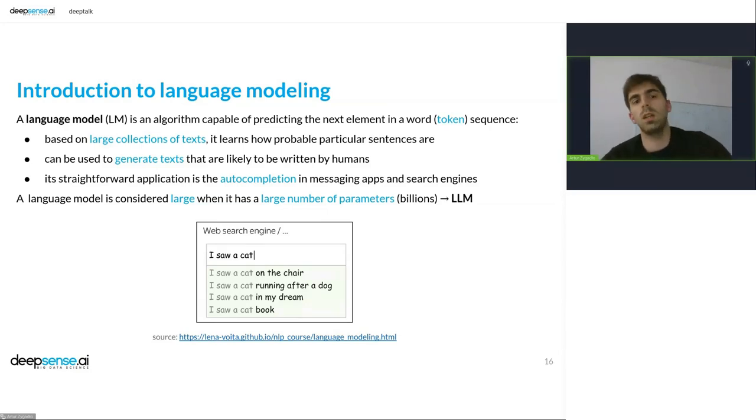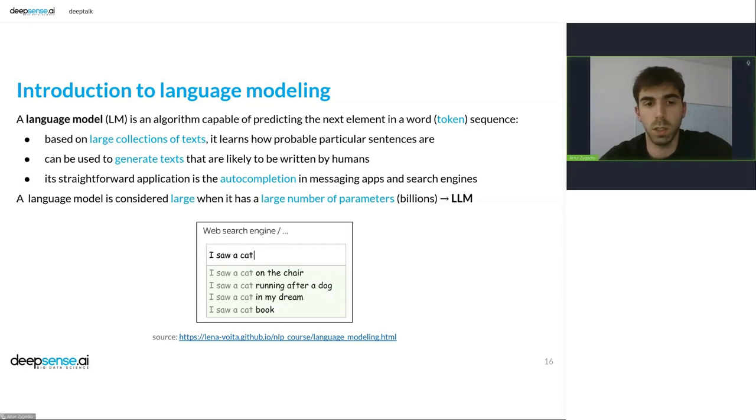How do they learn that? They learn based on large collections of text that we provide them with. And the thing that the language model actually knows is the probability of particular sentences or texts. Based on these probabilities, we can ask the model to generate text that increasingly resembles texts written by humans. Sometimes you cannot even distinguish a text written by a model from the one written by a person. A straightforward application of such language models is the auto-completion feature that you can find in your messaging apps or search engines.